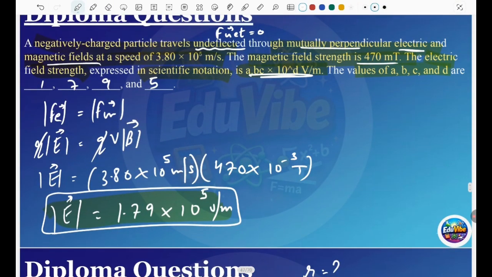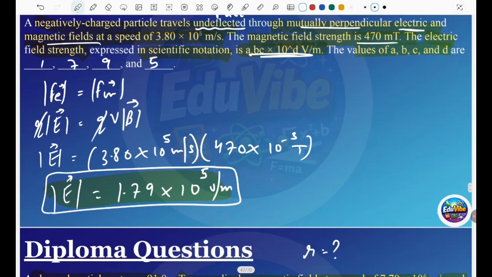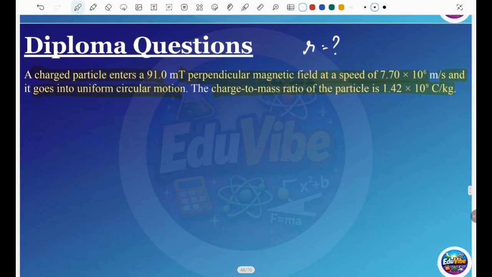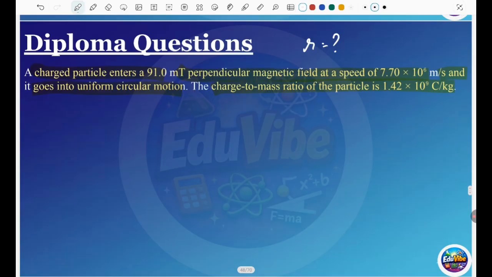The first step is when both the electric field and the magnetic field are there. So this type of question, this is the first step. Second step, they turn off the electric field and keep the magnetic field only, which goes to a circular motion. That was the second step. So this involves the type of question where we can find the r.